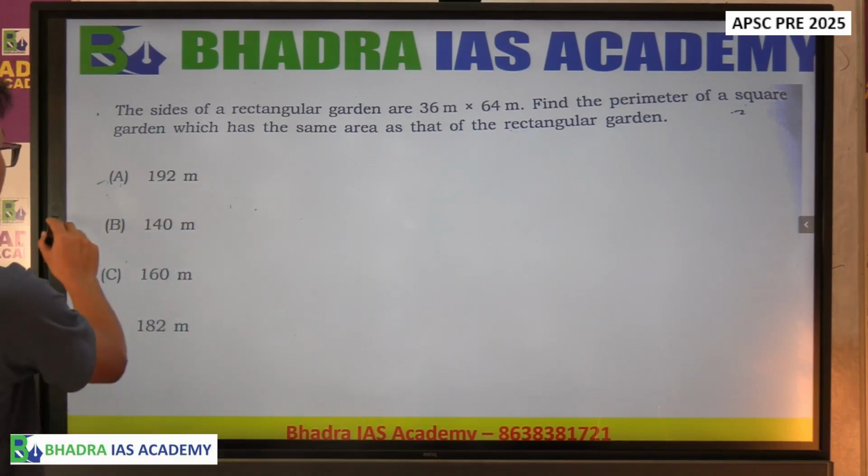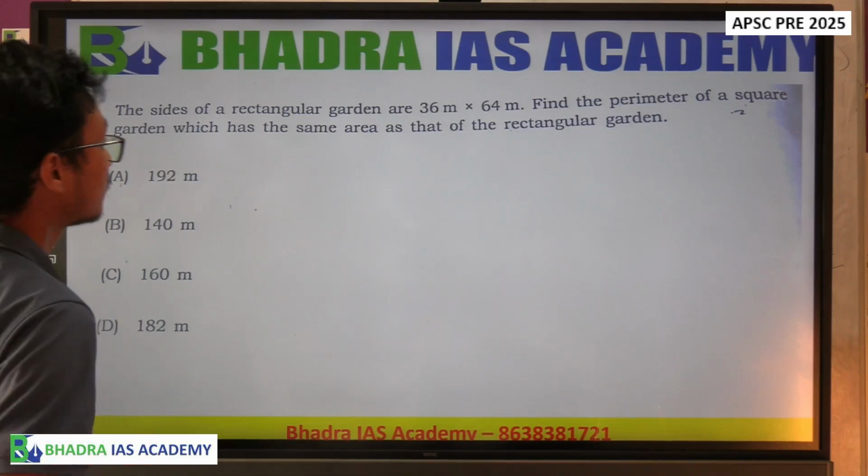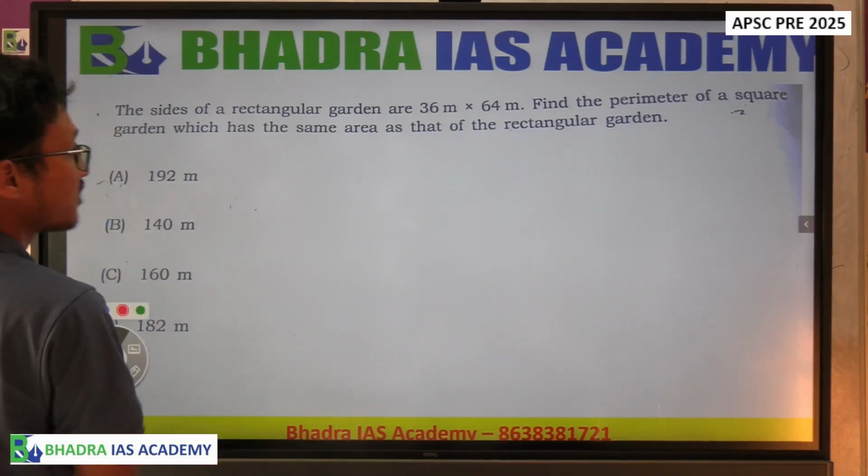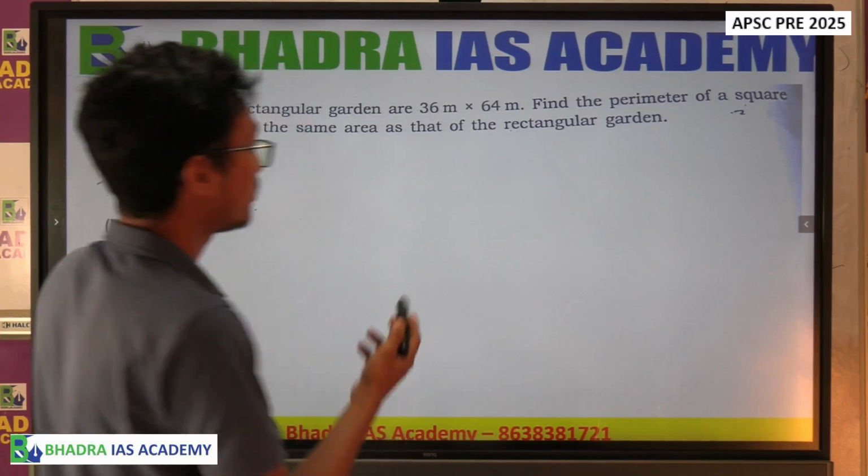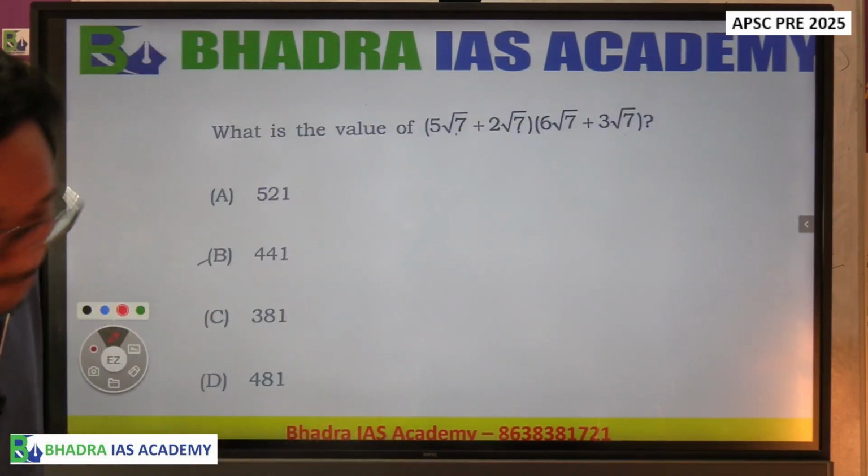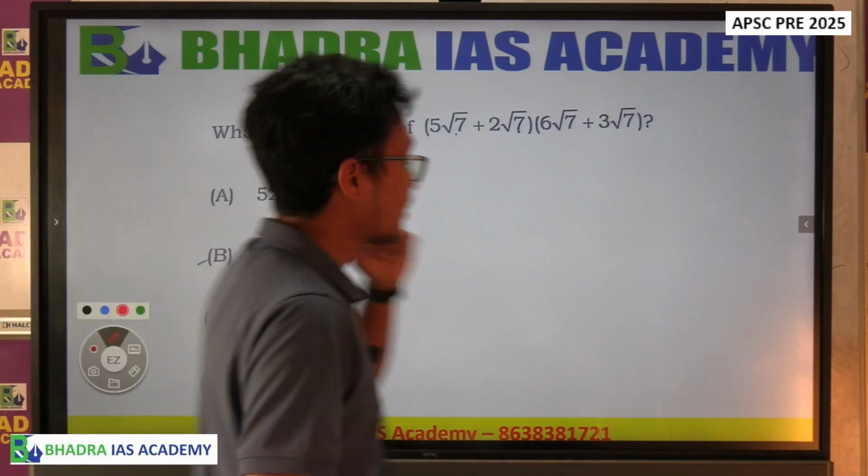So get the sides of the rectangular garden are 36 and 64. I think it will discuss course. Okay. Now what is the value of this?